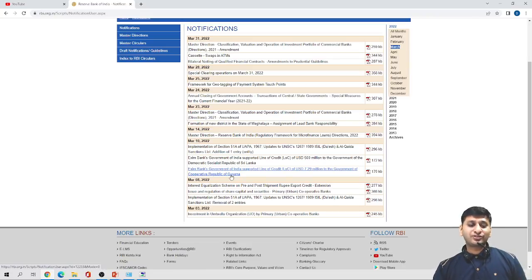These are just operational or procedural in nature. This is not something which is for the general public or which is a regulation in a sense, right? For example, formation of a new district in the state of Meghalaya is just operational in nature, right? On the other hand, if I talk about another notification, investment in umbrella organization by primary urban cooperative banks, this seems to be something of a regulation sort of thing.